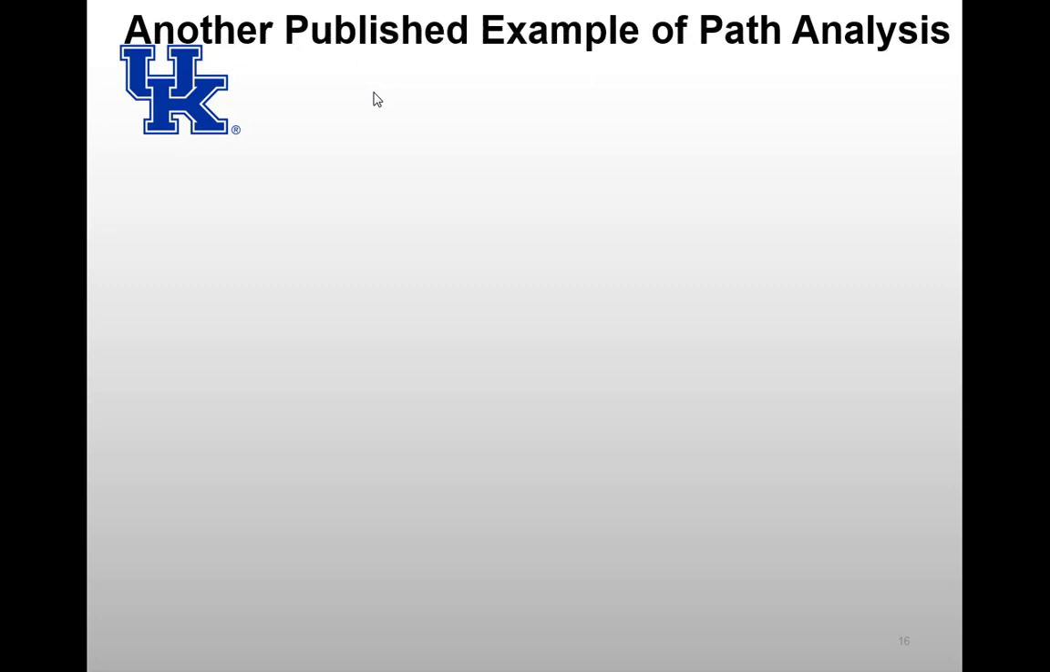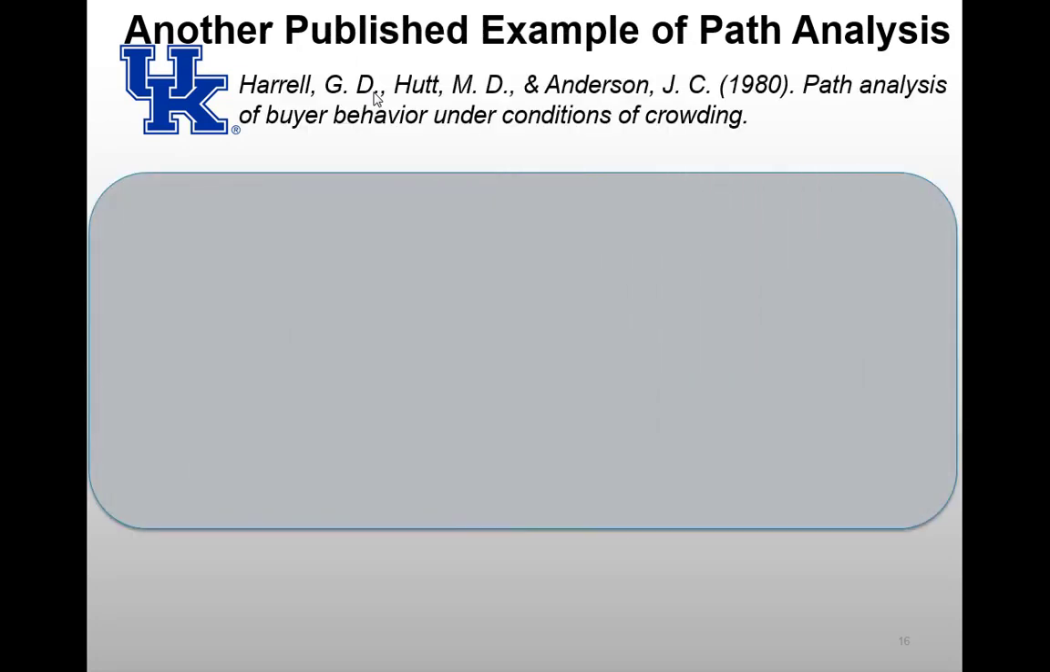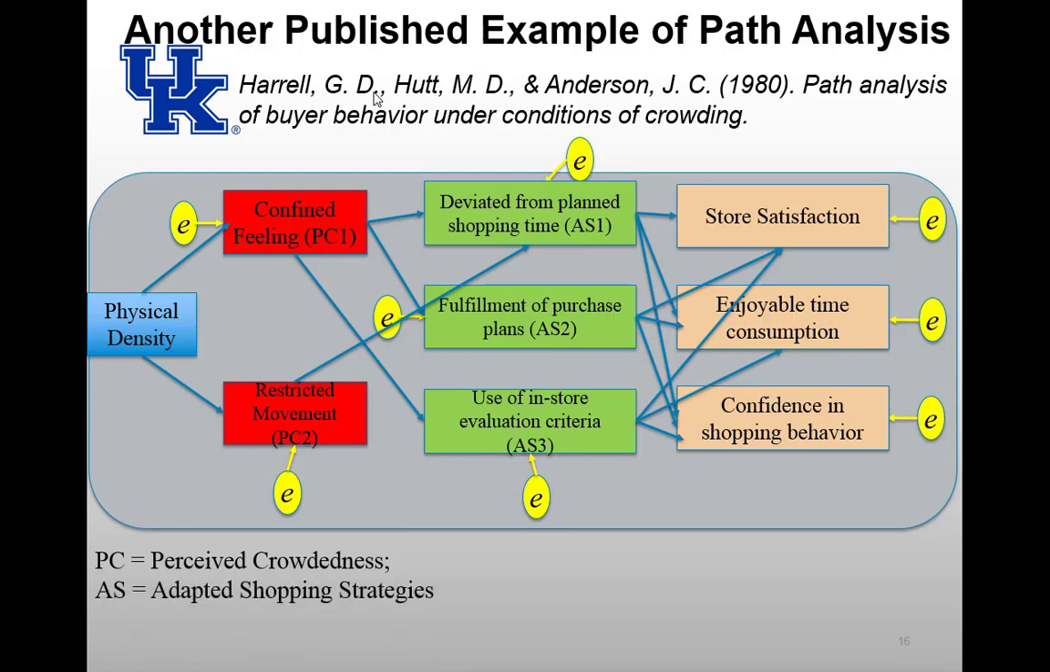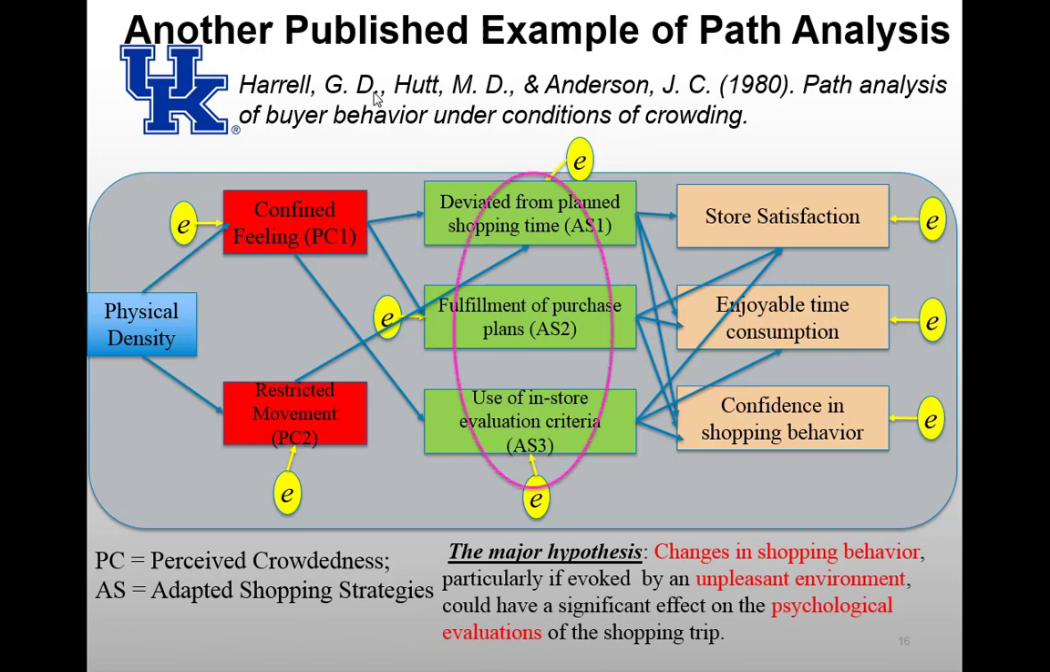So another published example of path analysis. This is interesting. It is a path analysis of a biobehavior under conditions of crowding. So you can see they have multiple DVs, dependent variables, but they can be viewed as the same category. We can say that the psychological, the yellow one, are psychological evaluation of shoppers' shopping behavior.